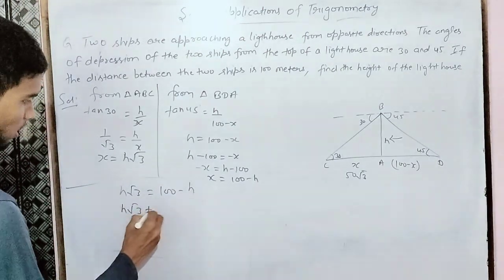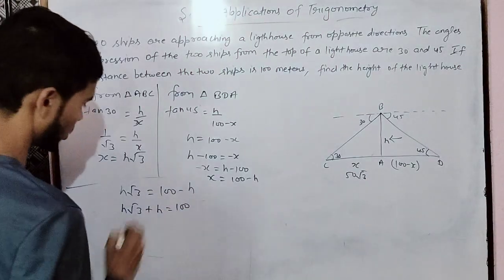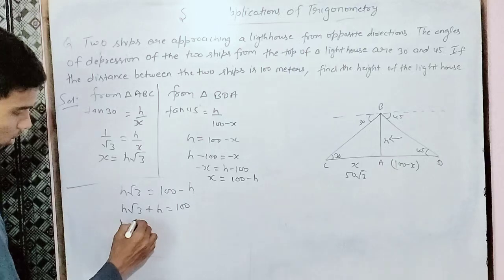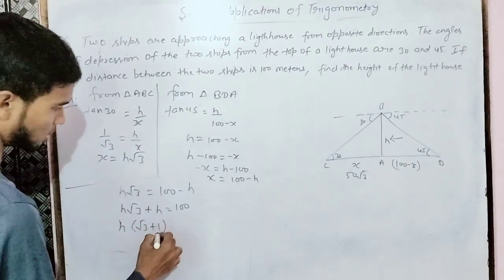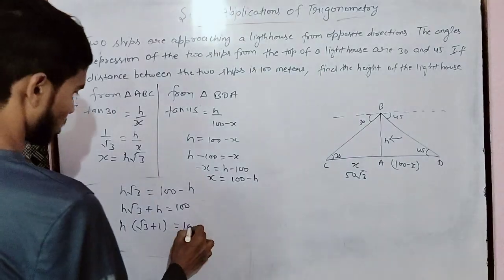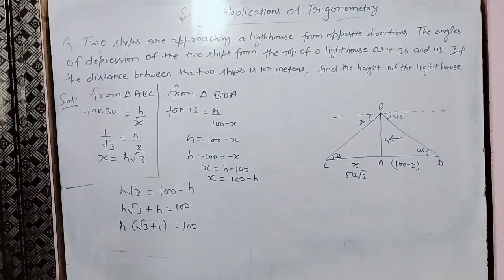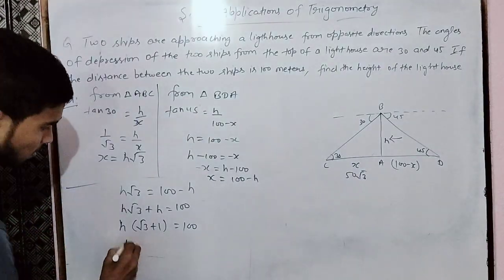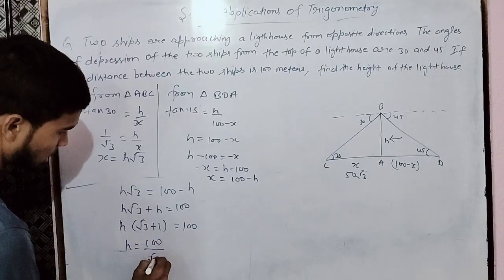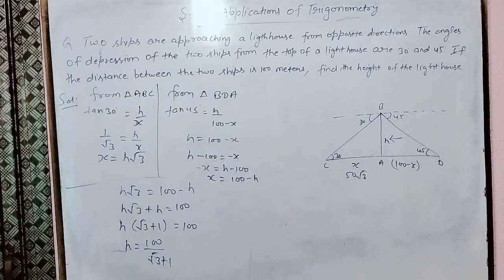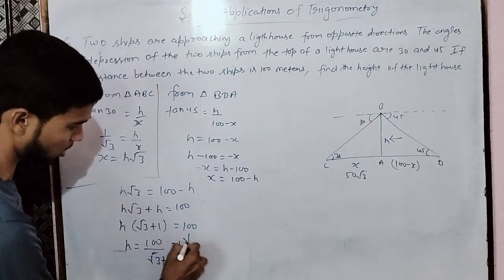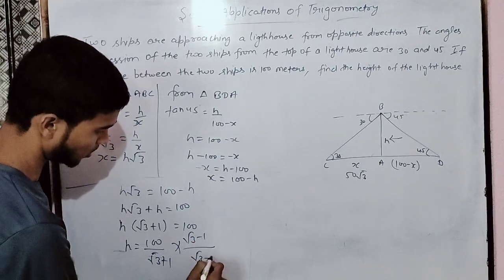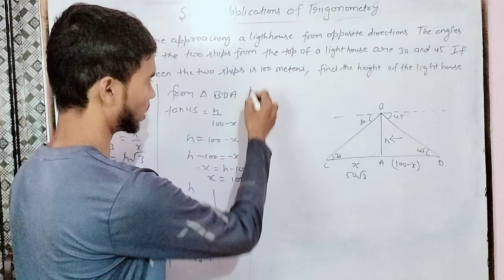h root 3 plus h is equal to 100. We have h root 3 plus 1 is equal to 100. What else? h is 100 upon root 3 plus 1. From here we will do rationalization. Root 3 minus 1, root 3 minus 1.